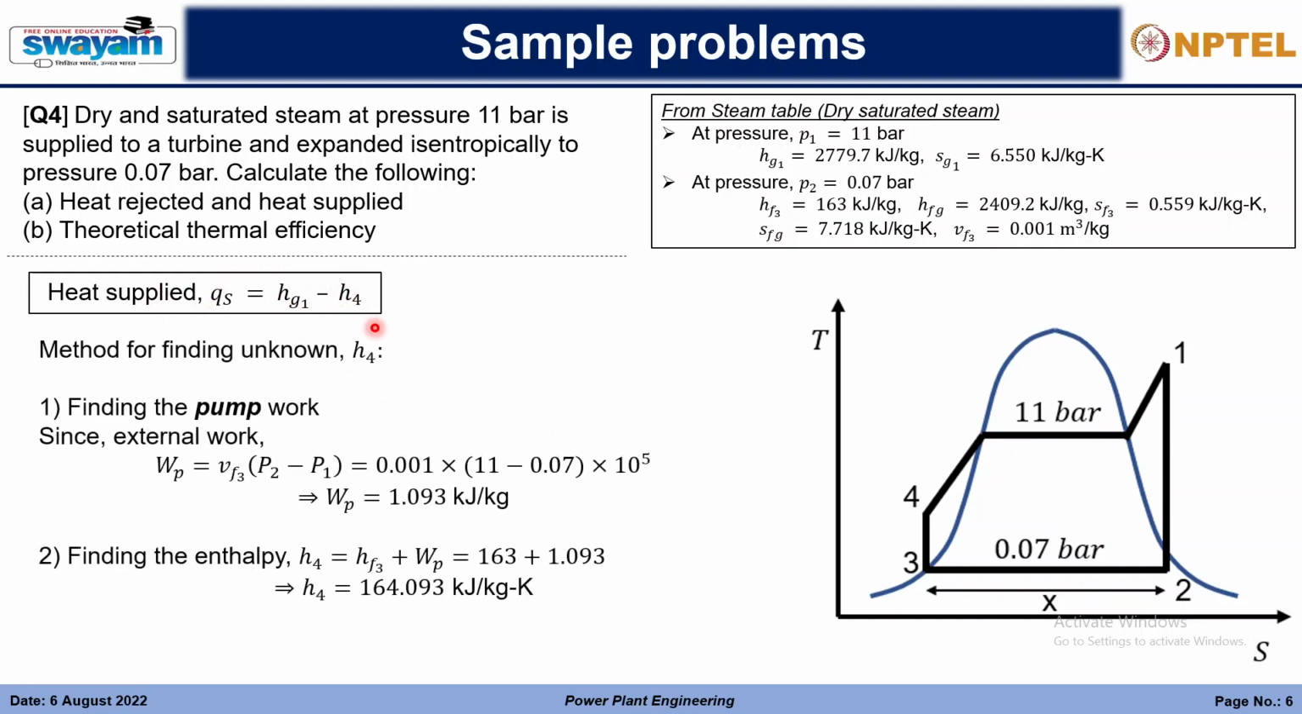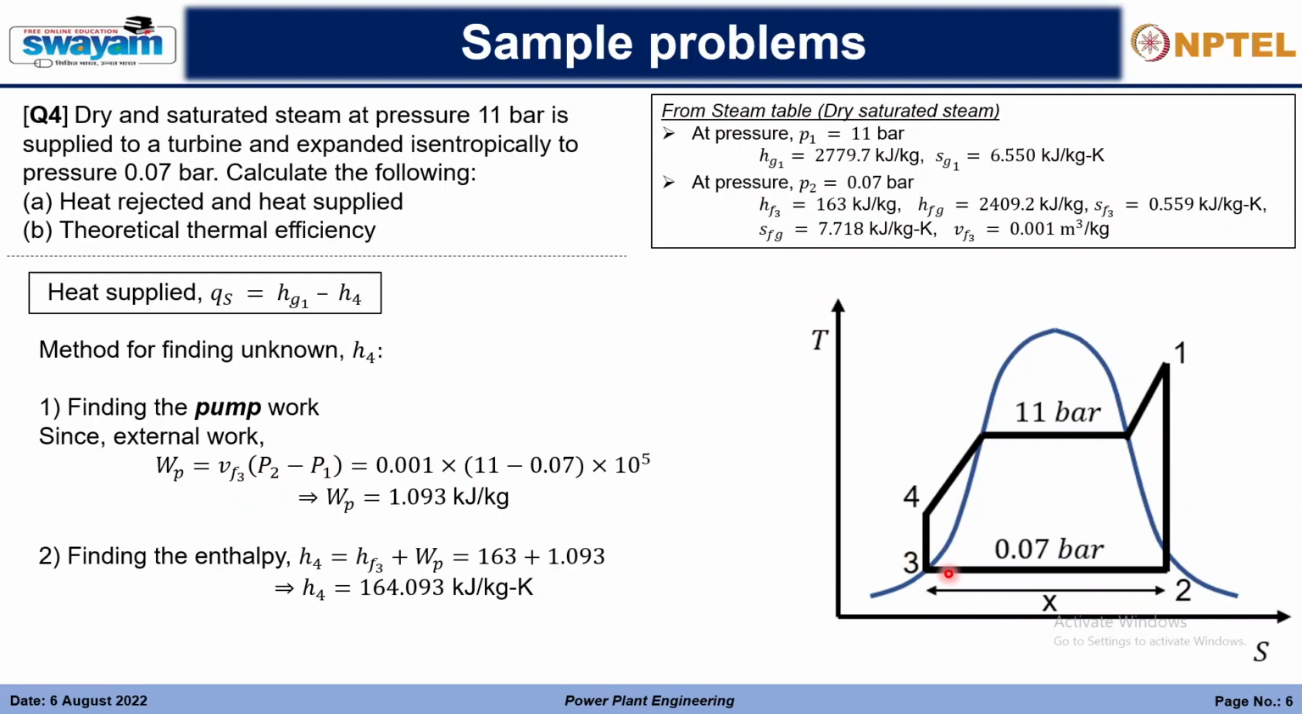So how to calculate? First we will have to find the unknown H4. Again, H4 is unknown, but we know that this process is through a pump, right? So from 3, the saturated feed water at 3 should be pressurized to get to this particular pressure 4. This is done through the pump, and the pump work, since it is an external work, we will have to use this equation, VdP. Here, since we are providing the work, it will be expressed like this, Vf3 into P2 minus P1.